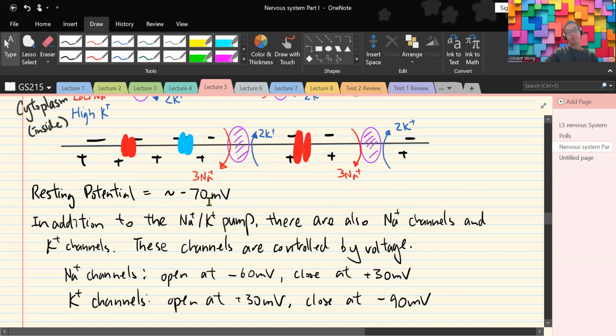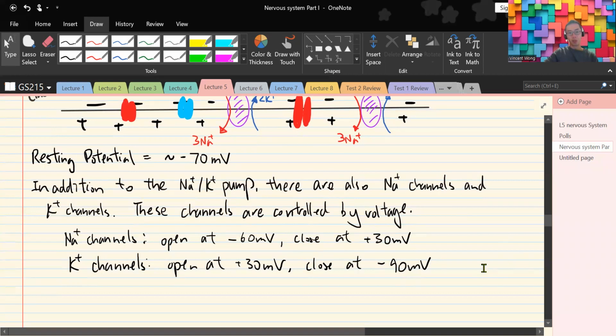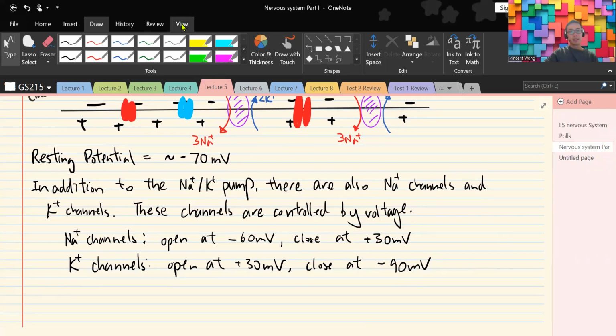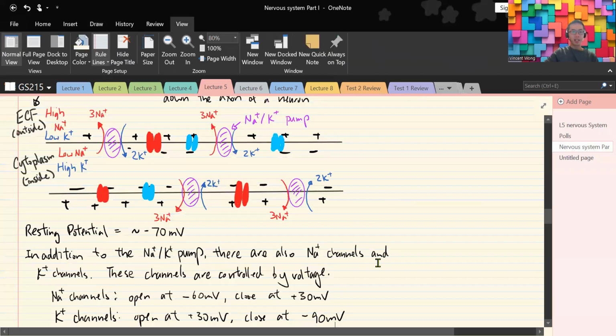You might be thinking, but minus 70 is within 30 and negative 90. Well, you have to open them first before you close them, right? You cannot do it in the reverse order. So you must reach 30 first before closing. Does anyone have any question before I move on?